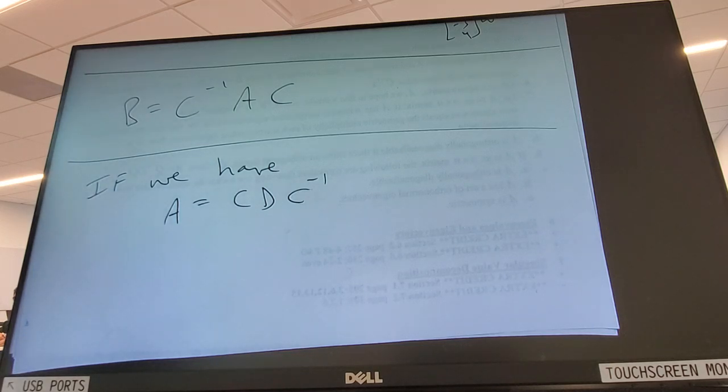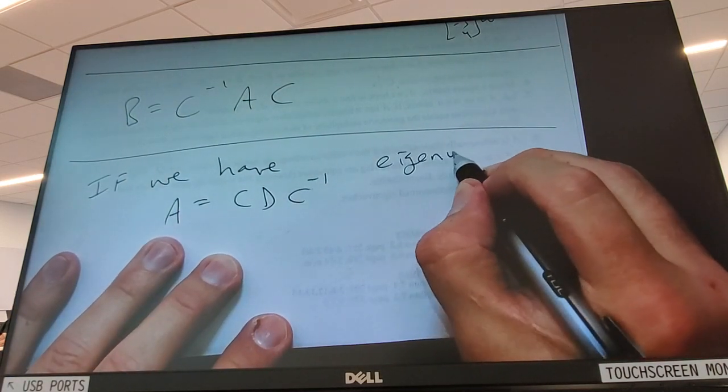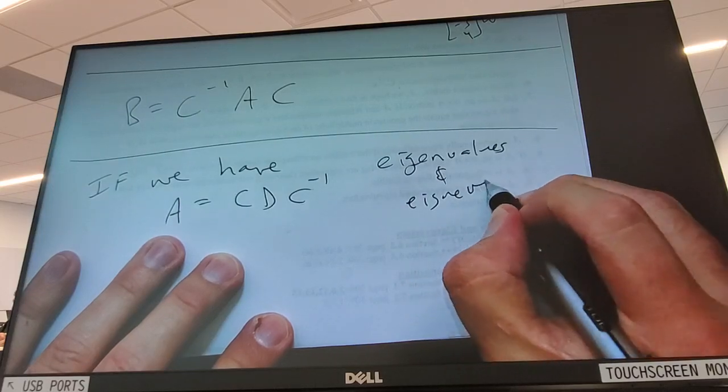Are you guys at all with me? So then you have multiple similar matrices to B potentially. This specifically is when we have the eigenvalues and eigenvectors. And this we did one example of.